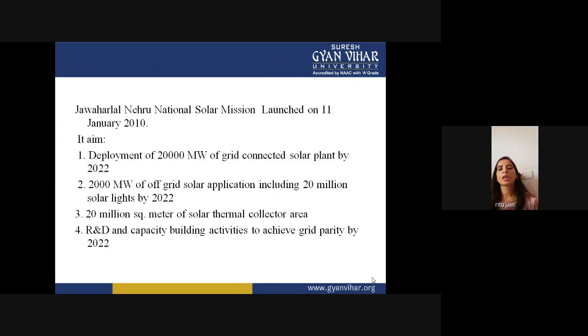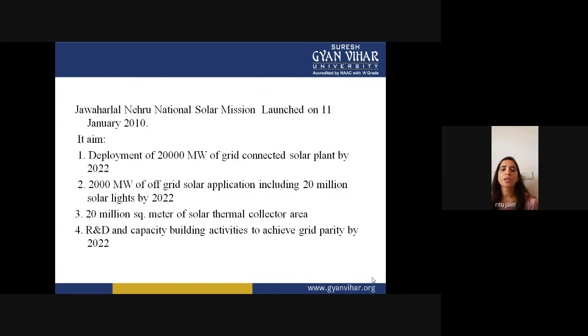There were a few steps taken in 2010 to reform the energy sector of India and for the economic growth of India. The Jawaharlal Nehru National Solar Mission was launched on 11th January 2010. Its aim was the deployment of 20,000 megawatt of grid connected solar power plants by 2022. The second aim was 2,000 megawatt of off-grid solar applications, including 20 million solar lights by 2022.